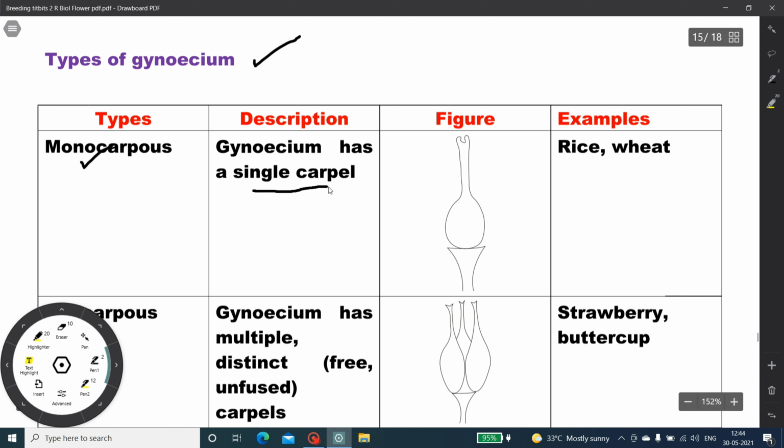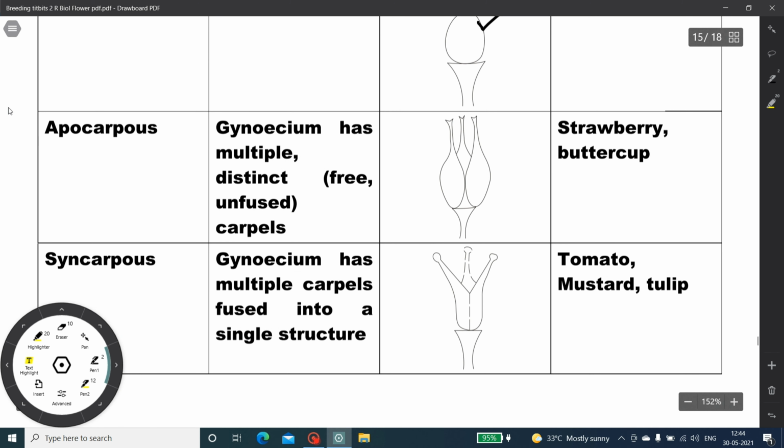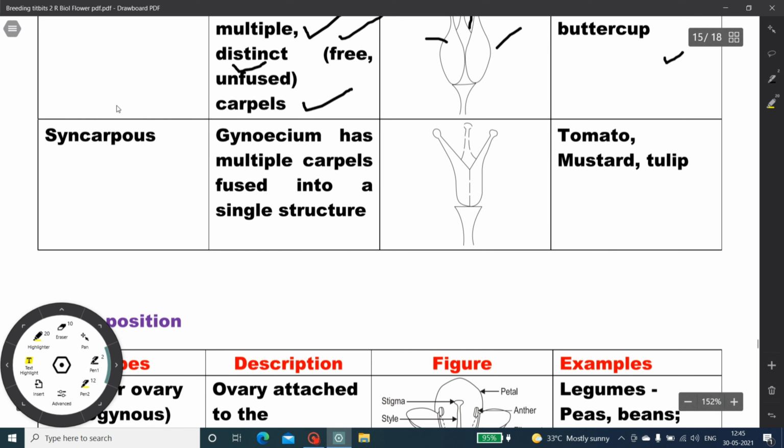Gynoecium has a single carpel, only one carpel is present. The examples are rice and wheat. Apocarpous, the gynoecium has multiple carpels. This is 1, 2, 3, which are distinct and free, unfused carpels. Examples are strawberry and buttercup.